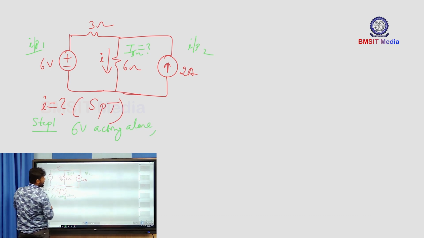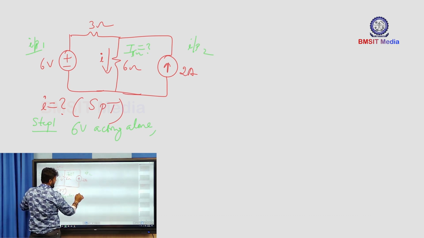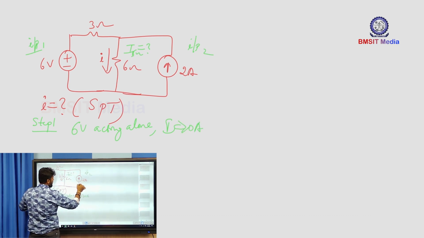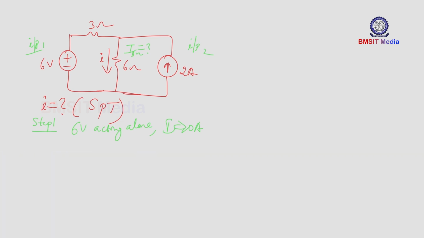Now, you make the other source 0. So what is the other source here? I is equal to the current source, that is 2 ampere. Now you make that I equal to 0 ampere. You just omit the other source. So current source equal to 0 means you need to make it an open circuit.